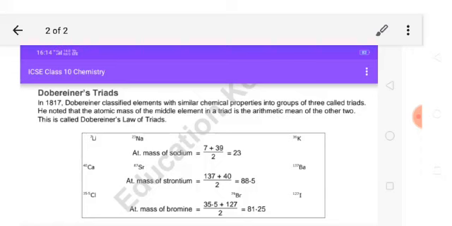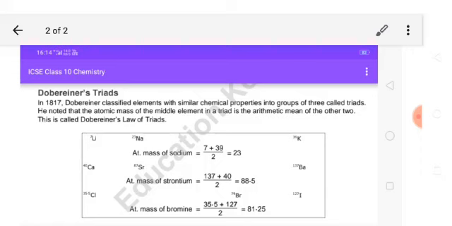It gives the formula: if we take three elements, first, second, third, let the first be A, the second be B and the third be C. We take three elements according to the triad, that is A, B and C. If you want to find the middle element B, then B is equal to the atomic mass of A plus the atomic mass of C, divided by 2.